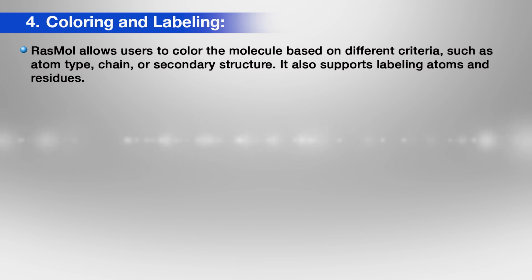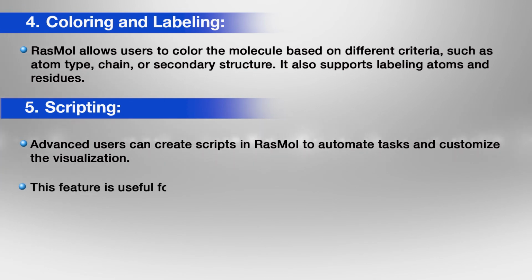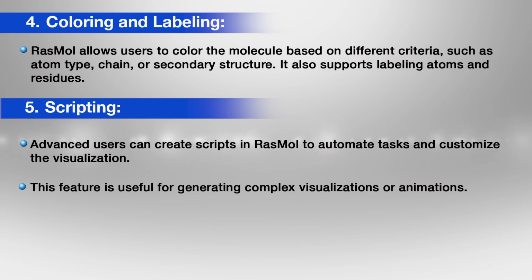Coloring and labeling options. RASMOL allows users to color the molecule based on different criteria such as atom type, chains, secondary structure. It also supports labeling of atoms and residues. Scripting. Advanced users can create scripts in RASMOL to automate tasks and customize the visualization. This feature is useful for generating complex visualizations or animations.